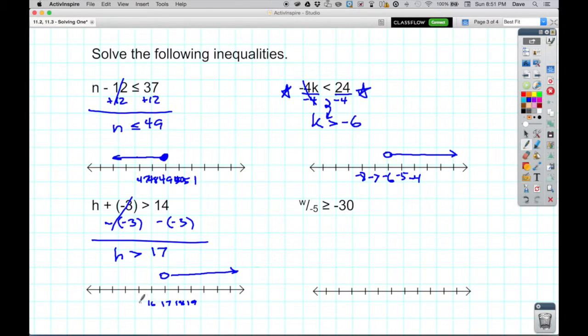All right, and how about this last one? Let's take a look here. W divided by negative 5 is greater than or equal to negative 30. So the move here would be to multiply by negative 5. And what I do to one side, I do the other. And this does fit our situation. I just multiplied both sides by a negative.